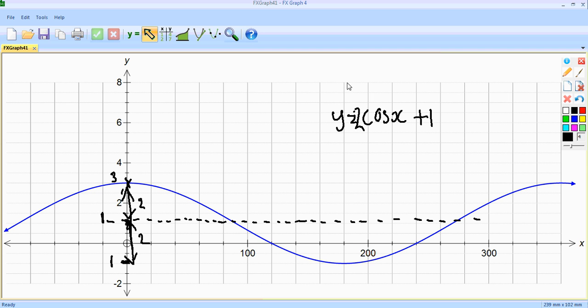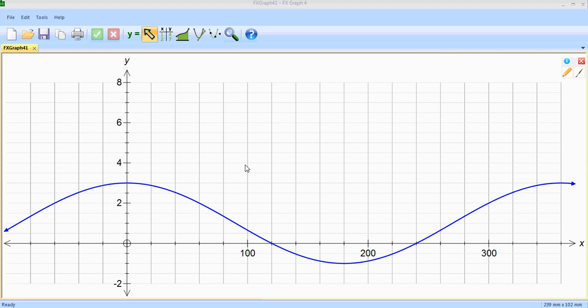Okay, those are the basic trigonometric graphs. I'll do a couple more and explain a little bit about radians in the next video.